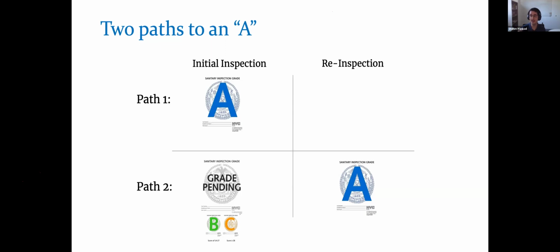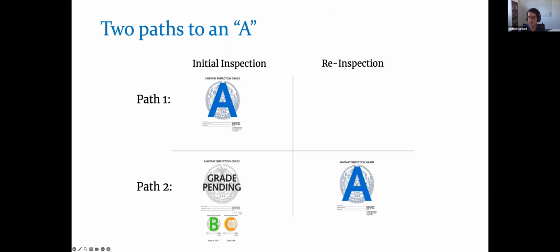And if it's an A grade, meaning that you didn't get that many penalties, it goes in your storefront window, and they'll come back approximately a year later. If you get anything below an A grade, so you're a B or a C, or maybe even worse than that, I guess, you actually don't put that grade on your storefront window. They put a grade pending sticker, and you can kind of see that here on your window.